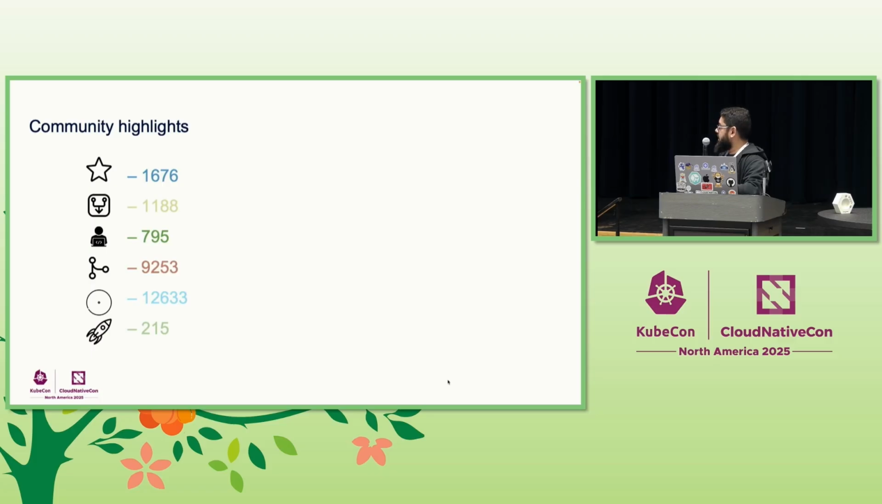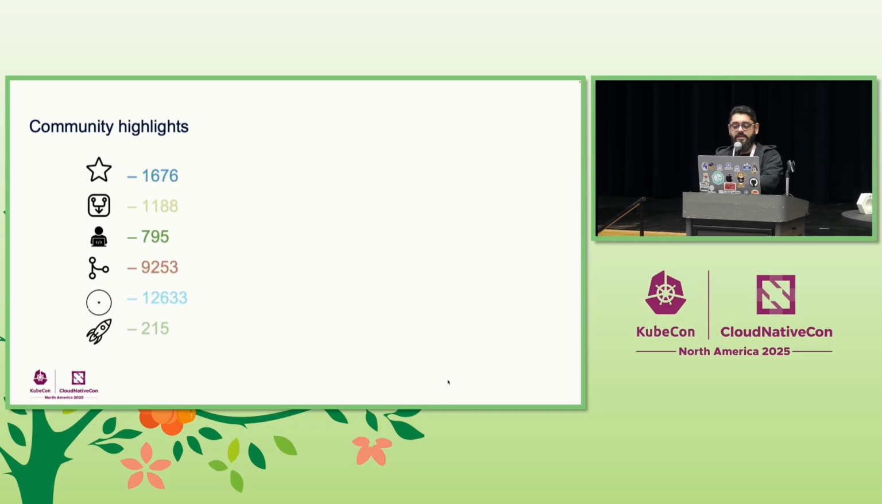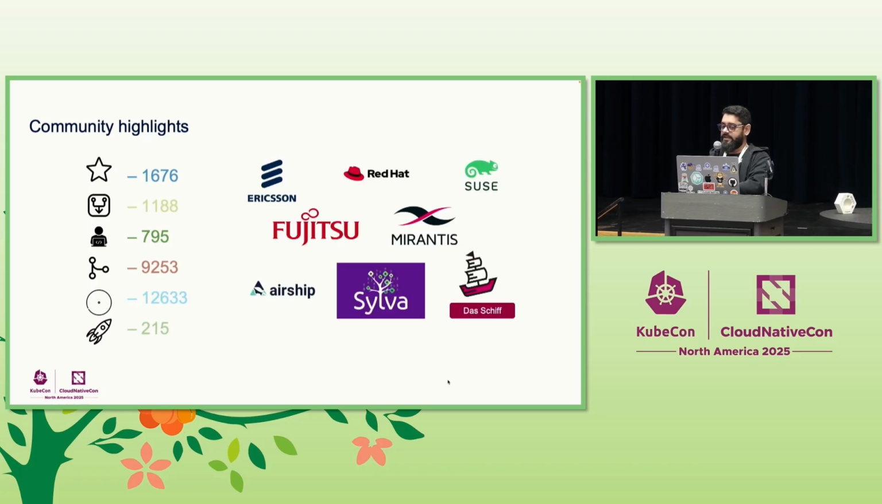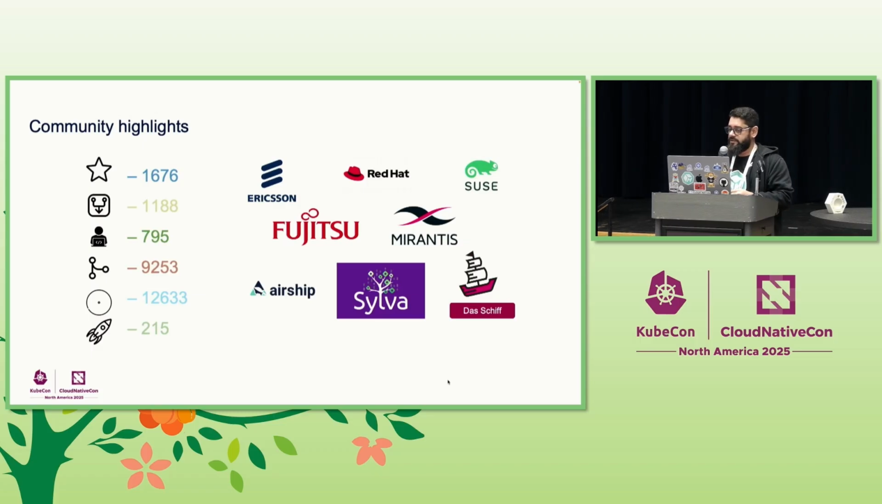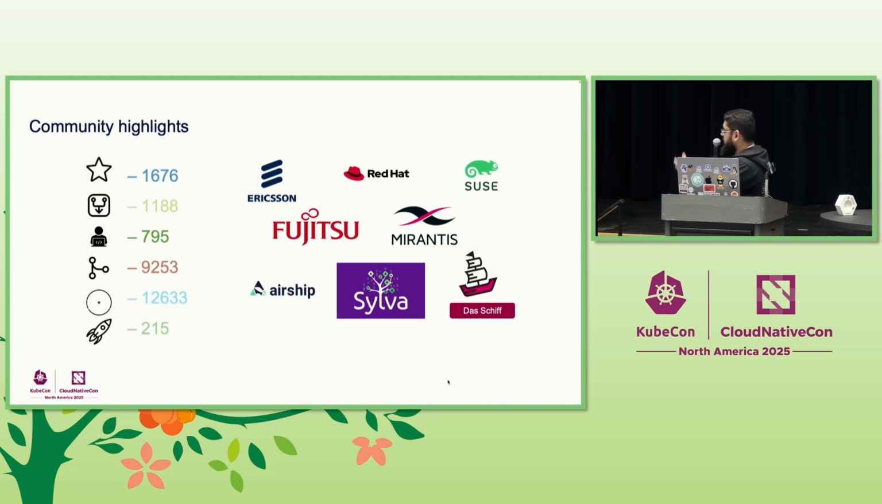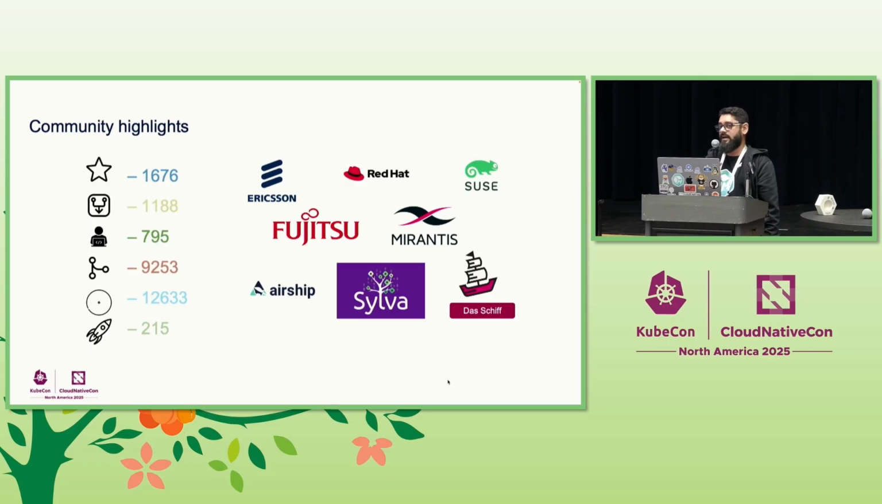Some community updates. As you can see, we have amazing community engagement, thousands of commits, and steady growth across our repositories. It also shows how important bare metal automation has become in the cloud-native ecosystem. The adopters are big companies like Ericsson, Red Hat, SUSE, Fujitsu, Mirantis, and there are also projects like Airship and Sylva who have adopted MetalCube in production.